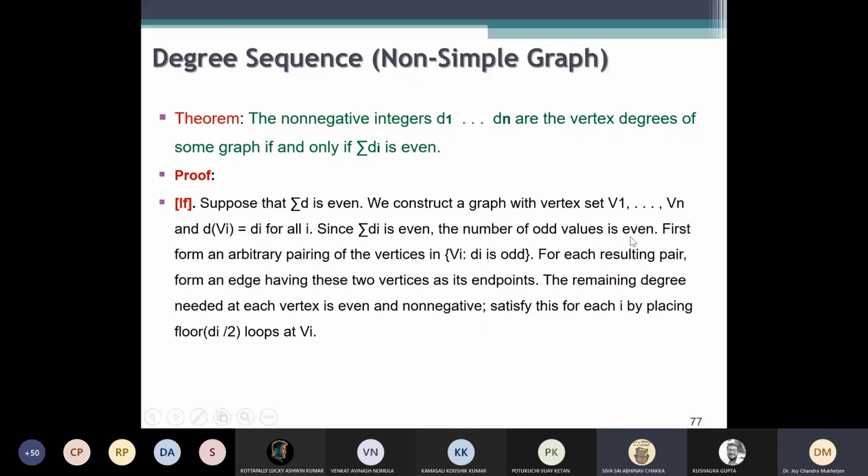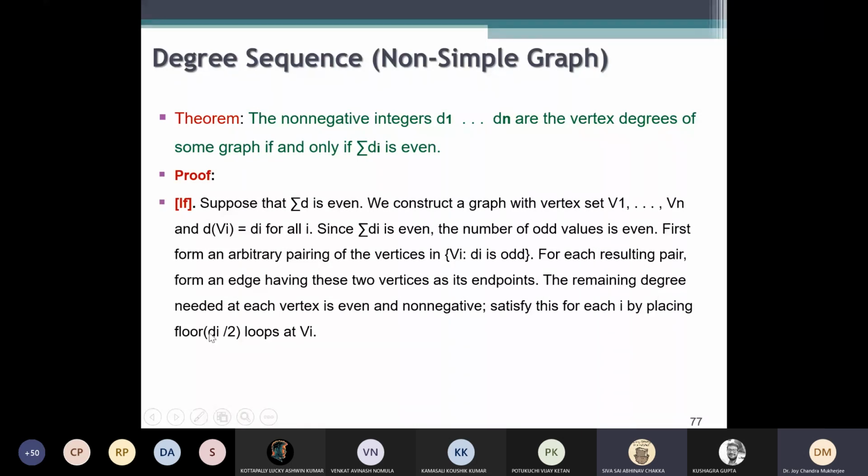First, form an arbitrary pairing of the vertices. So odd vertices को मैं pair up करूंगा with edges. For each resulting pair, form an edge having those two vertices as endpoints. The remaining degree needed at each vertex is even, and it must be non-negative. So to satisfy this, we place floor di by 2 loops at vi.